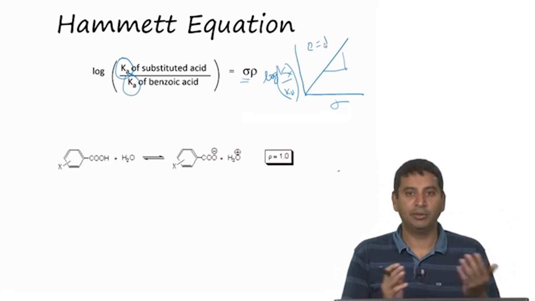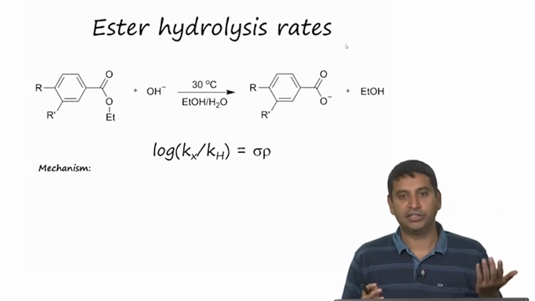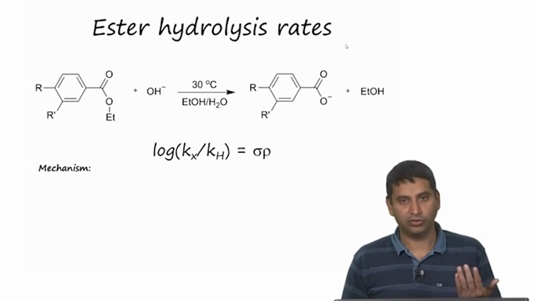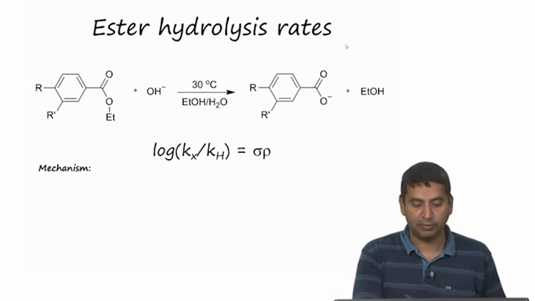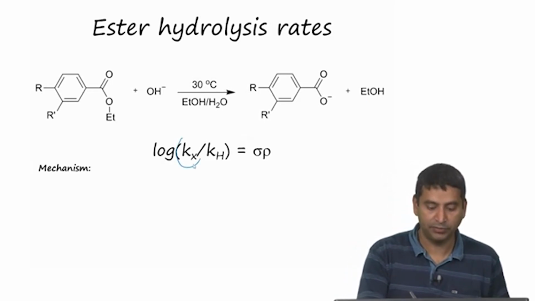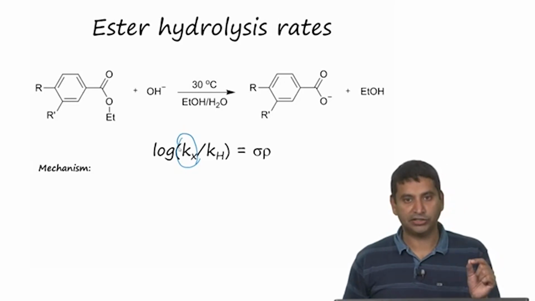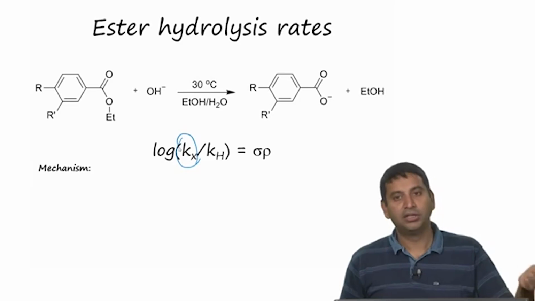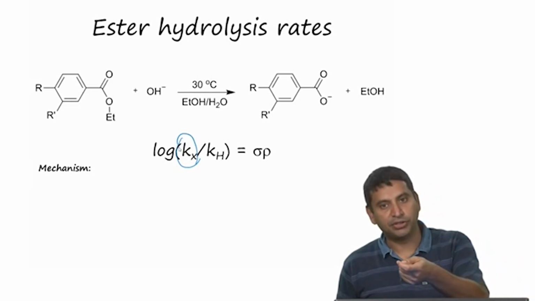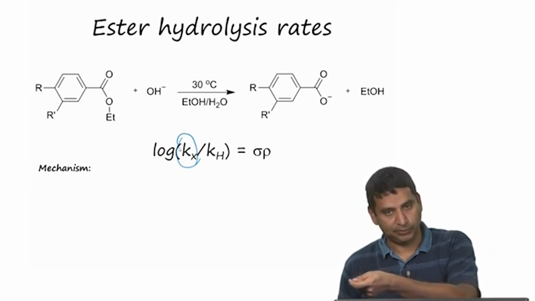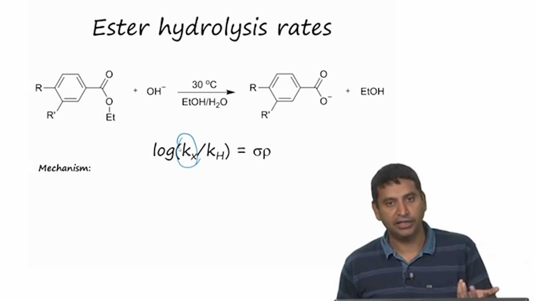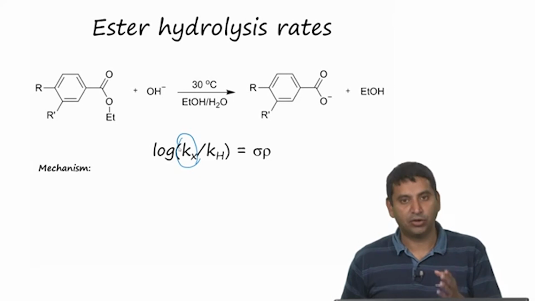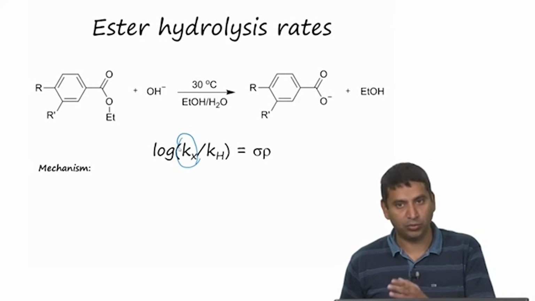Now, if I take a hypothetical reaction, let us say ester hydrolysis, and measure the rate constant of hydrolysis, then I can determine Kx, which is basically the rate of the reaction with a substituted benzoyl ester relative to an unsubstituted benzoyl ester. Here is the example that we are taking. We take these ethyl benzoates and react them with hydroxide ion at 30 degrees in ethanol and water.